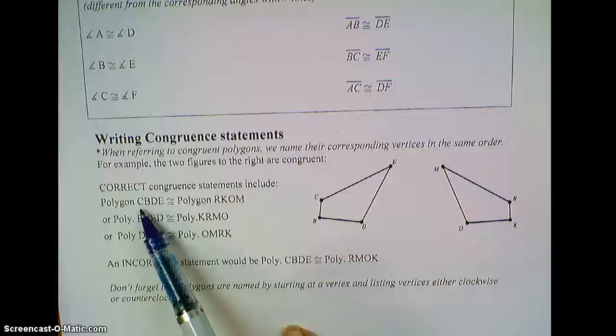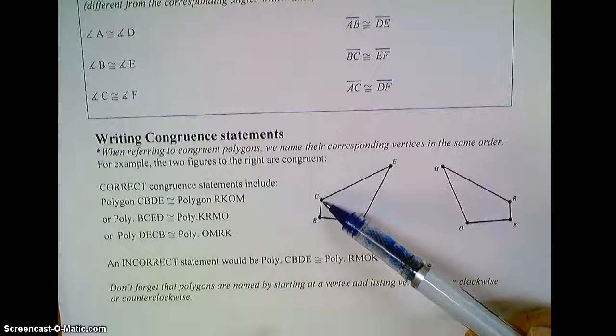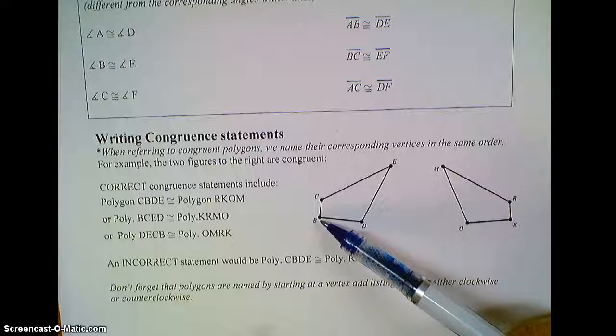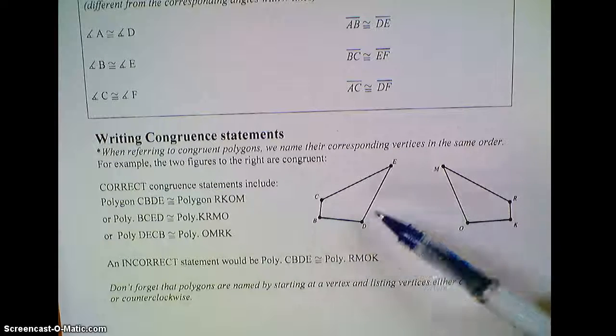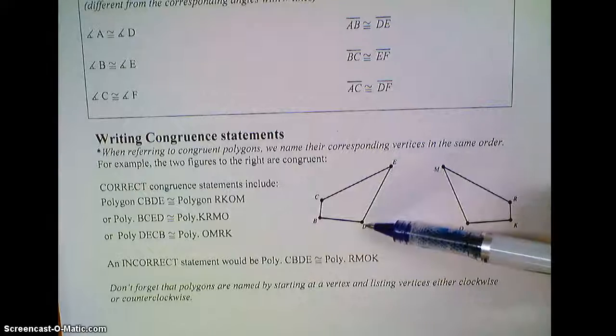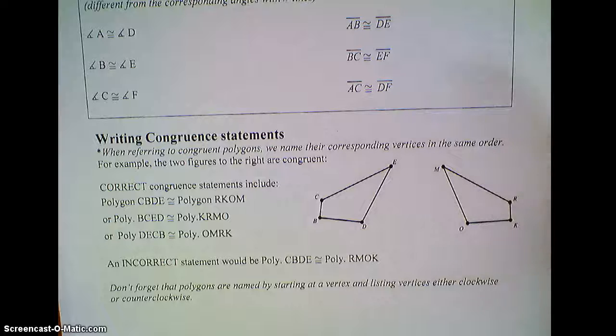So when we write polygon CBDE, we're starting at C and heading to B. That's the short side of this figure. We then go from B to D. That's running across the bottom, for lack of a better description, of this figure. And then it goes up to D, across to DE, and again, DE is the longest side. So I want to follow the same pattern in this congruent figure.